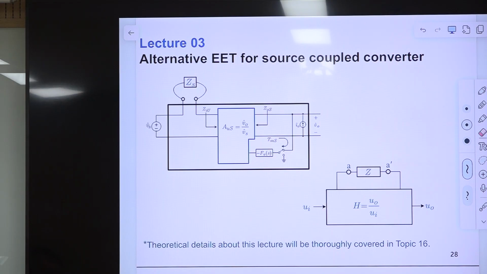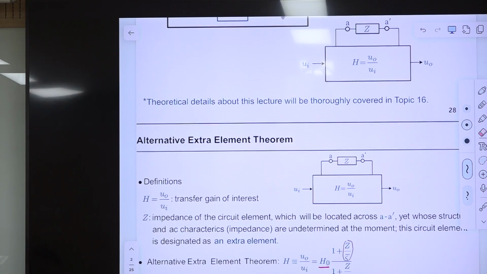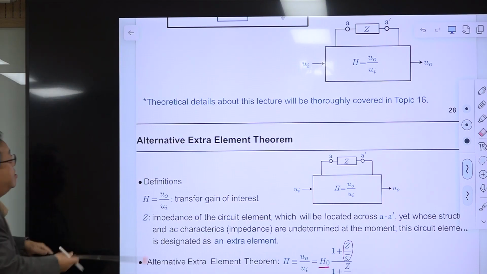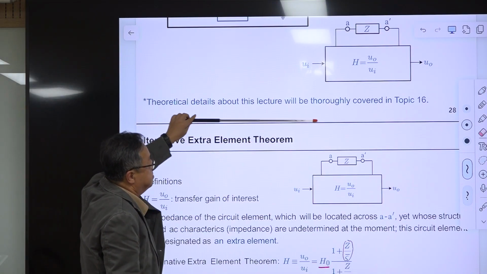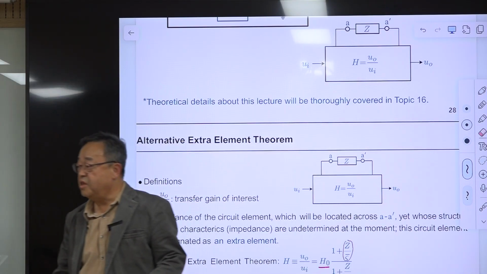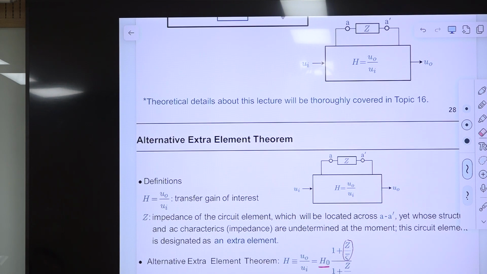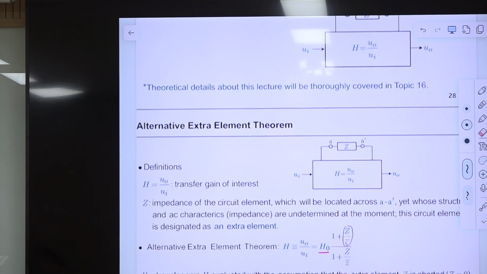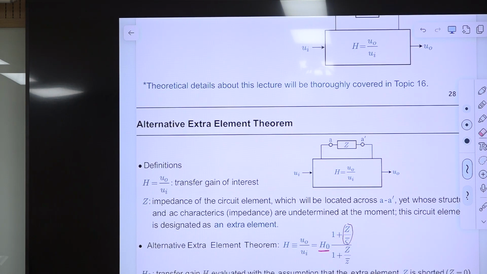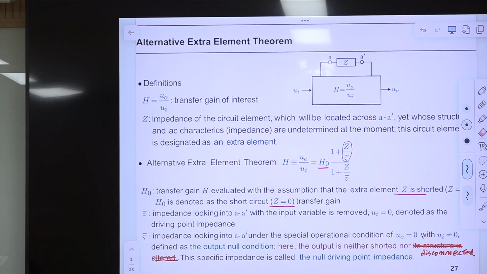All right. This topic will be thoroughly covered in Topic 16. Some student said he hates this topic. Maybe there is no Topic 16. I don't know.